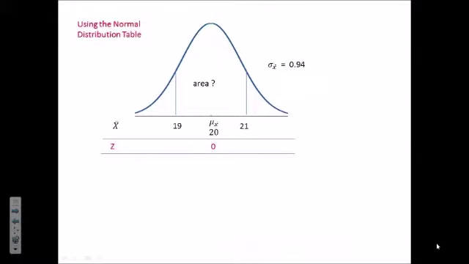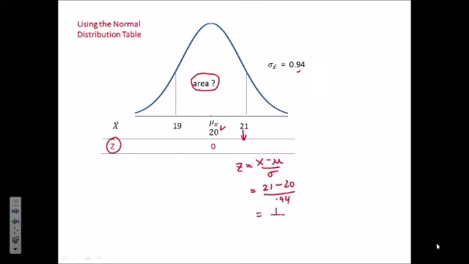It's a little more difficult to do this sort of problem by hand. What we want to find is this area. We know we're going to use a table. The table only compares areas with z-scores, so we're going to have to get z-scores first. So for this 21, to change that to a z-score, that's x minus mu over sigma. 21 minus mu, which is 20, over the standard deviation, now 0.94.